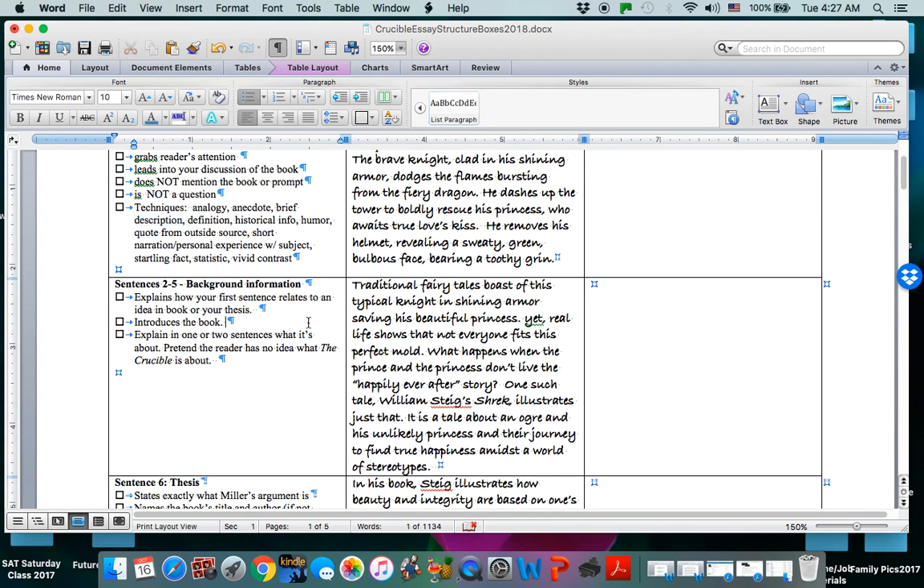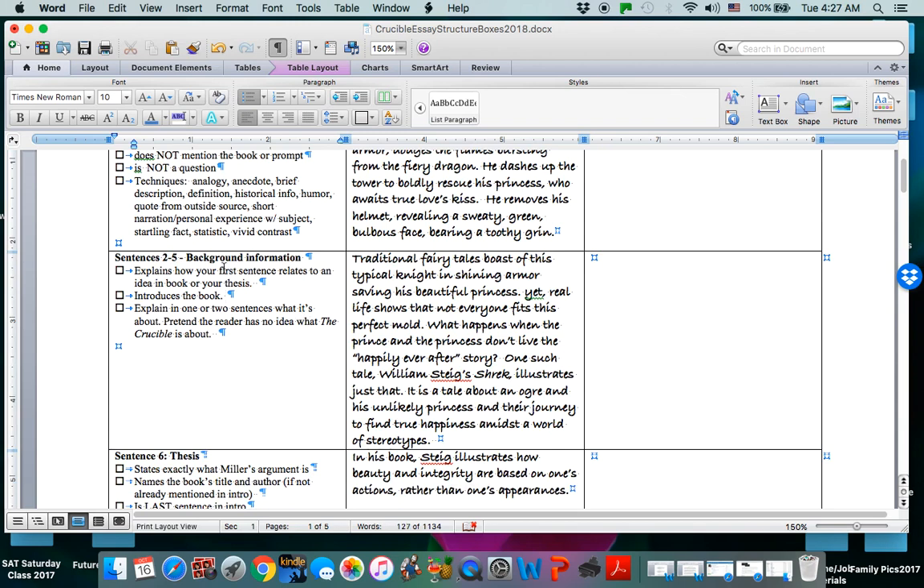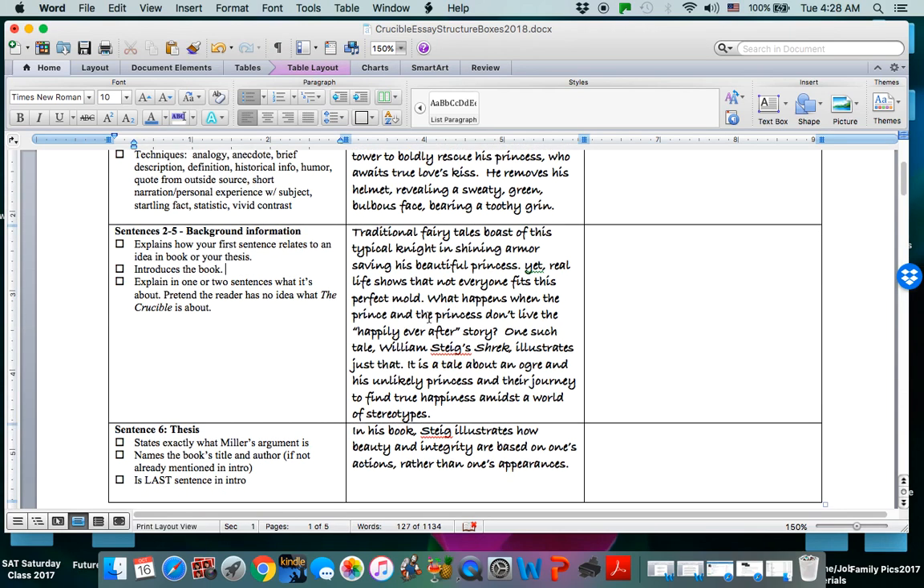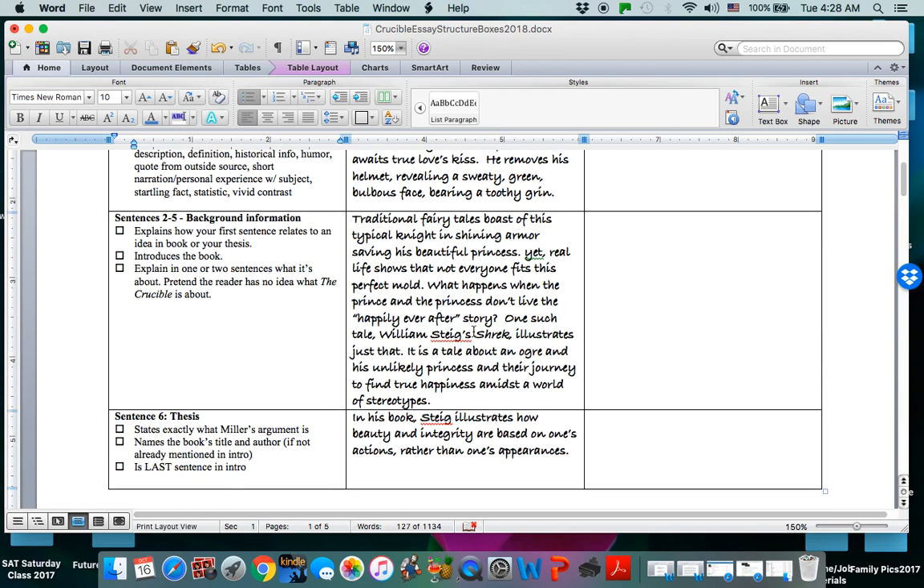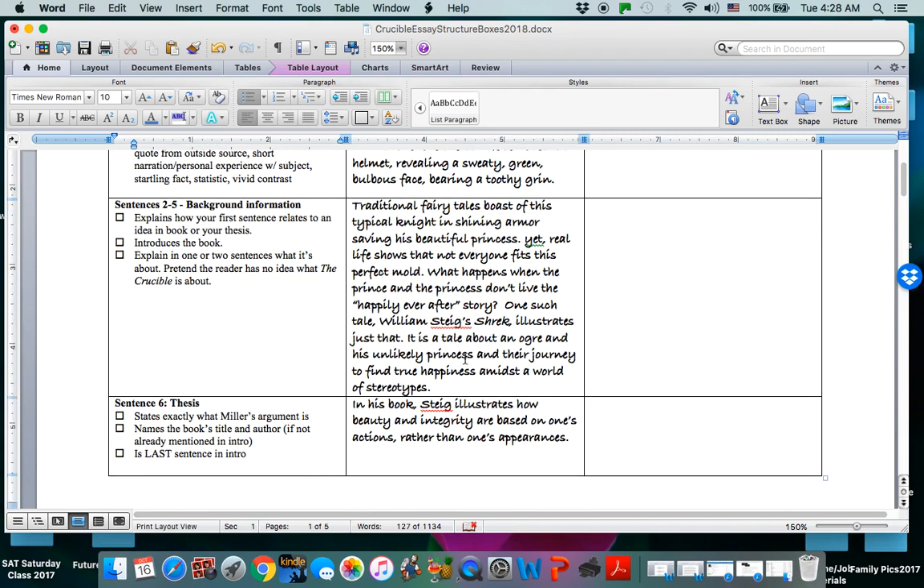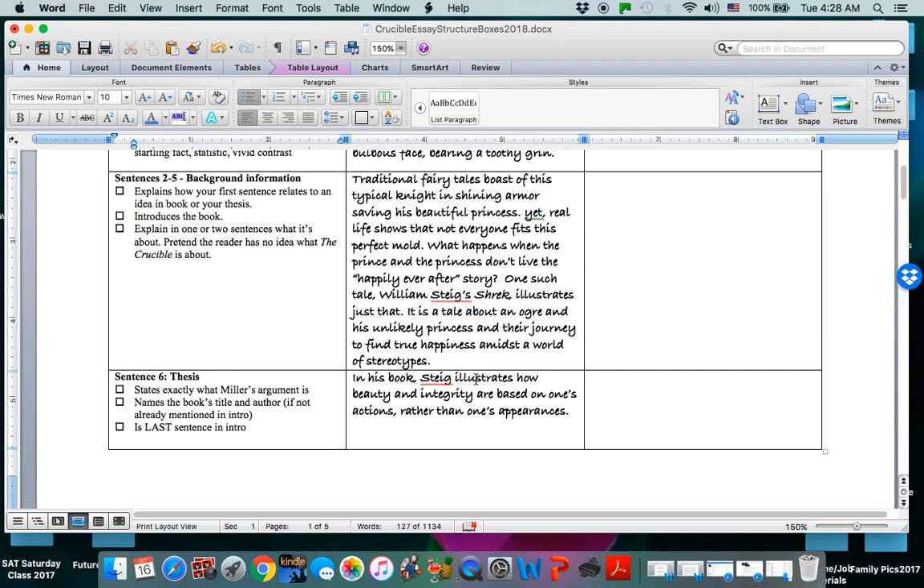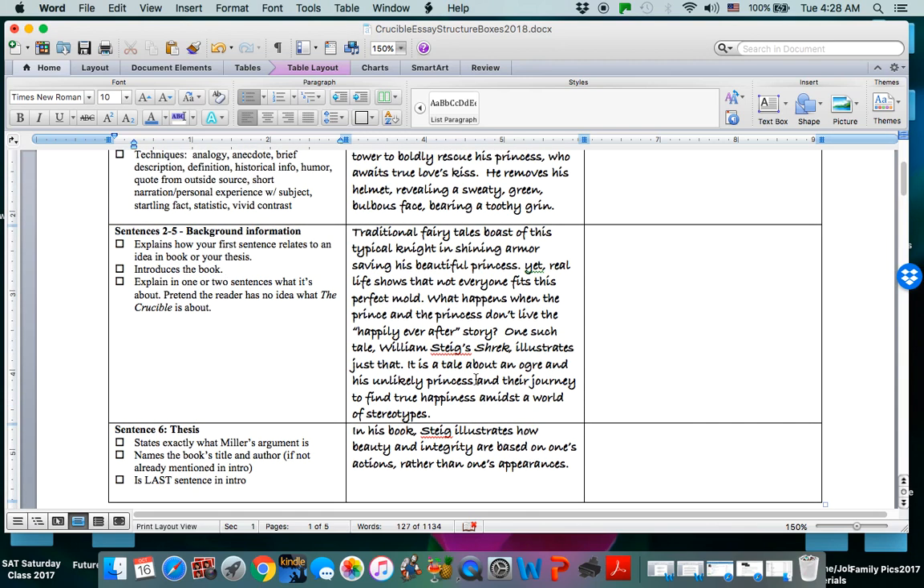So then my background information, again, has to keep following this, okay? It says traditional fairy tales boast of this typical knight in shining armor, saving his beautiful princess. Yet real life shows that not everyone fits this perfect mold. What happens when the prince and princess don't live the happily ever after story? One such tale, William Steig's Shrek, illustrates just that. It is a tale about an ogre and his unlikely princess and their journey to find true happiness amidst a world of stereotypes. Okay, so look what I did.